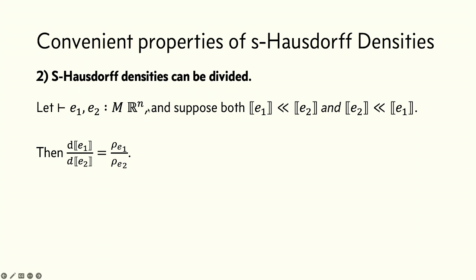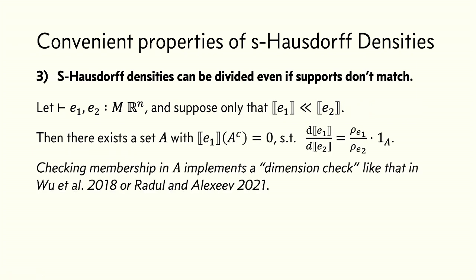S-Hausdorff densities can be divided. So if I have two programs and they have the same support, they're mutually absolutely continuous, then I can divide their two s-Hausdorff densities and I get their Radon-Nikodym derivative, or their density ratio. And if the absolute continuity only holds in one direction, where one program's support is contained in the other program's support, then I can basically divide the densities, but I have to multiply by an indicator function. And what this indicator function is doing is basically what has been previously proposed in Alexis and Boris's work, as a dimension check. You might have seen this come up if you've seen the paper on the Indian GPA problem.